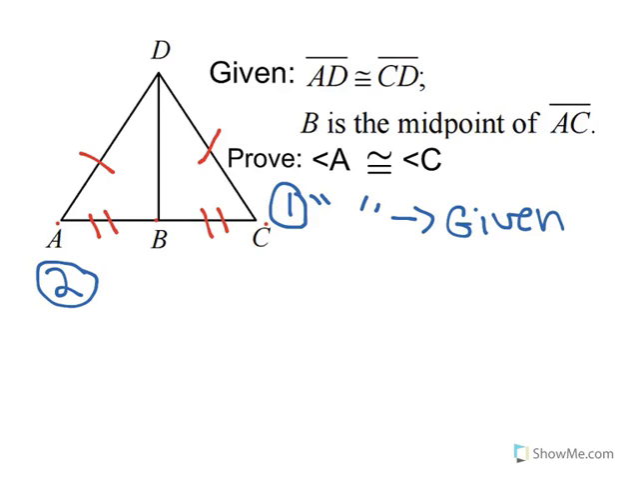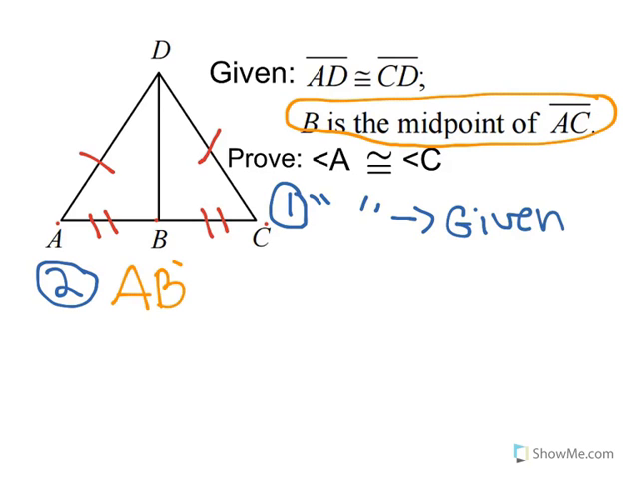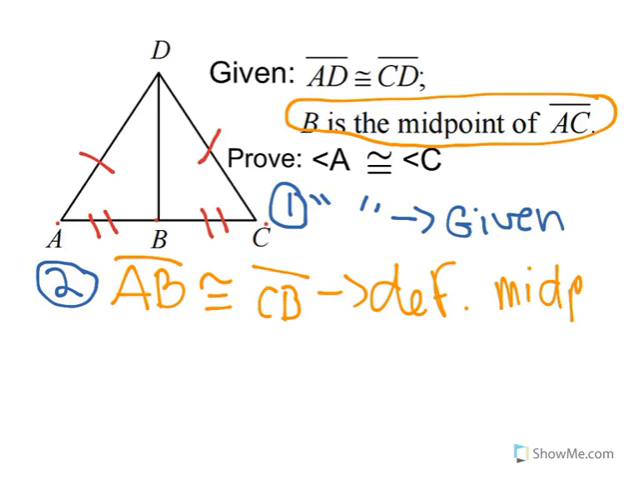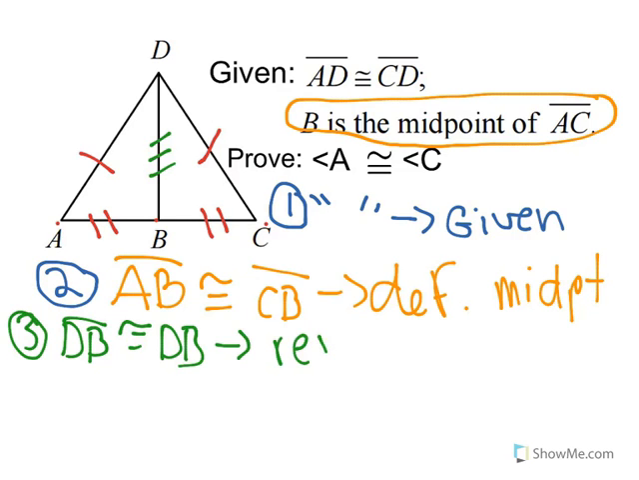So using this part of our given, where B is the midpoint of AC, then that tells us that segment AB is congruent to segment CB. That's what I have marked off with the double tick marks, and that's by the definition of midpoint. Now they share the middle side in common, so that means that DB is congruent to DB, and that would be by the reflexive property.